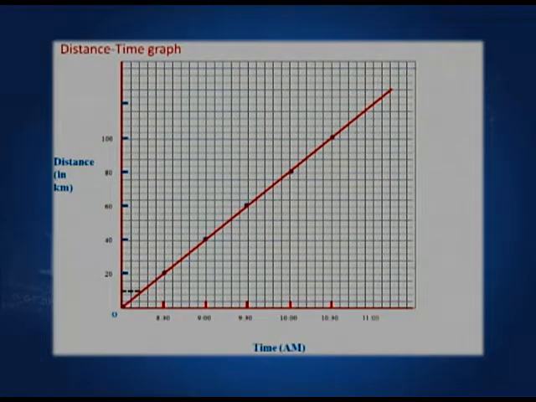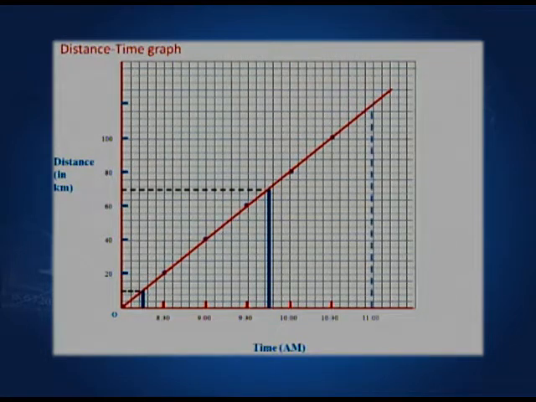And what is the use of this graph? You can see that if we need to know when the bus had covered a distance of, let us say, 10 kilometers, what time was there on the clock, and you can see the time would be given by this point. Similarly, we shall see when the bus was 70 kilometers away, what time was it? Again we draw a perpendicular line and read the time on the time axis.